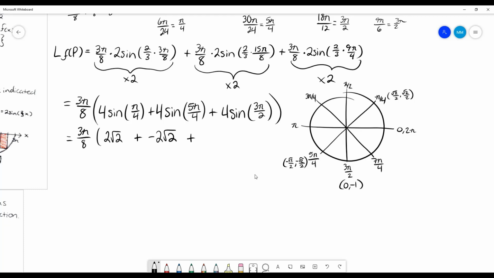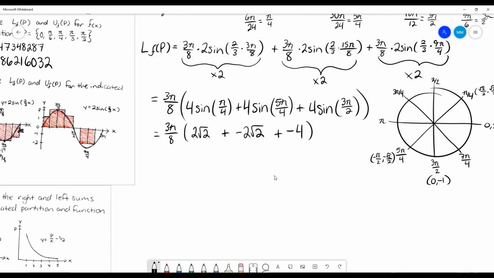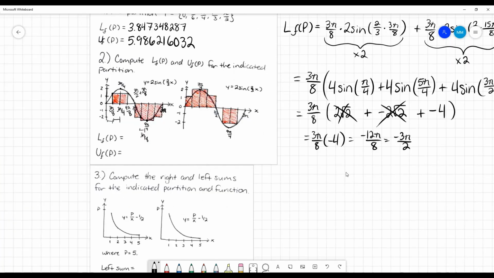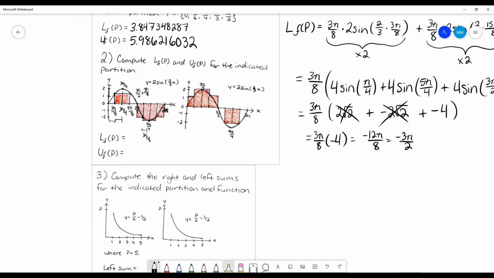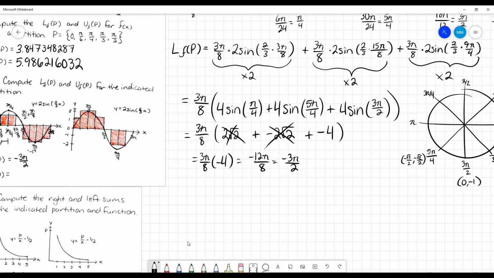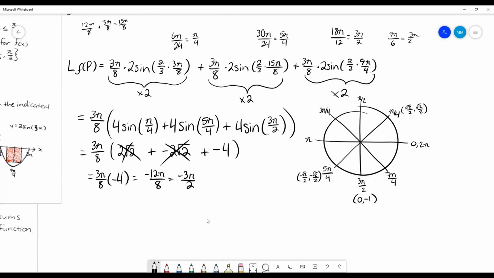So it's going to be plus 4 times negative 1, or negative 4. Obviously, these two cancel out. So then it's just 3 pi over 8 times negative 4, which is then negative 12 pi over 8, or negative 3 pi over 2. So that lower sum there is going to be negative 3 pi over 2. Okay, gonna erase all this now so we've got space to do that upper sum.